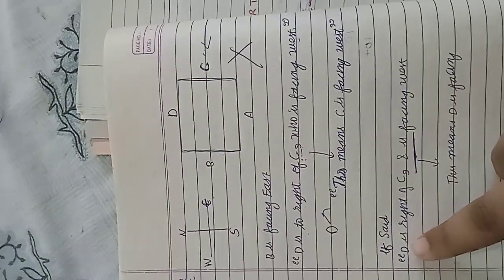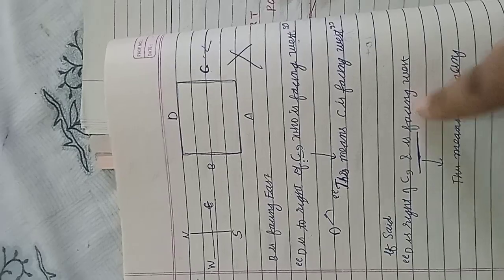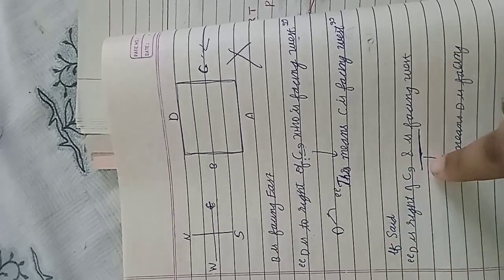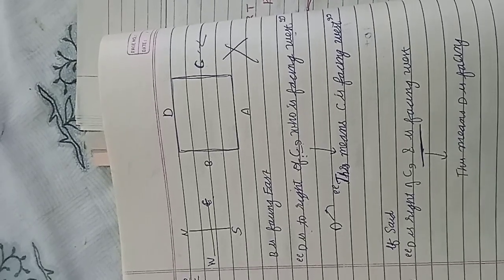If he had said D is right of C and is facing west, D is right of C and D is facing the west. What does it mean?